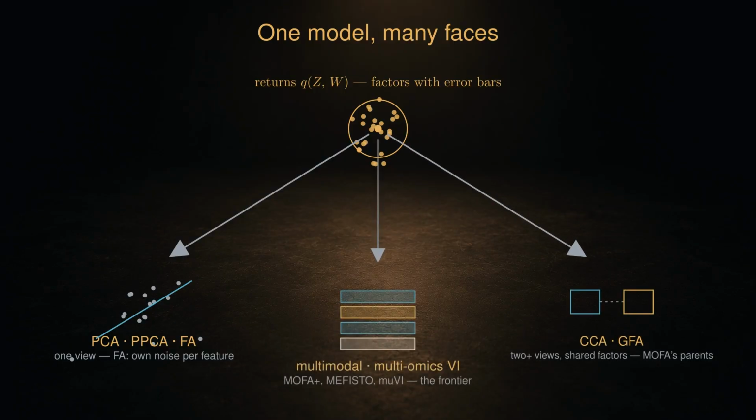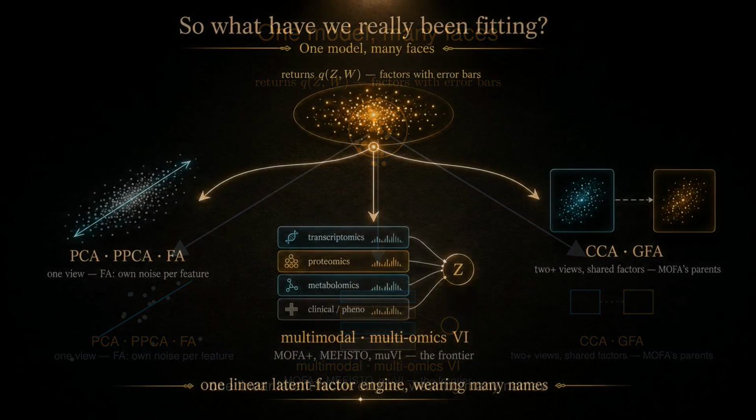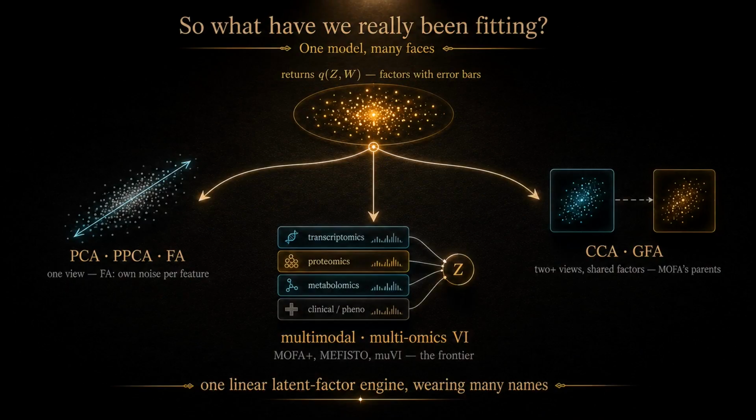Give each feature its own noise and it's factor analysis. Line up two or more views that share the same factors, and you have canonical correlation and group factor analysis, MOFA's direct parents. Push all the way out, many modalities, mixed data types, groups of samples, fit by variational inference, and you land in today's world of multi-omics and multimodal models. MOFA Plus itself, Mefisto, and their cousins, the frontier, where a genomics dataset and a clinical one get read as one story. One linear latent factor engine, wearing a dozen different names.